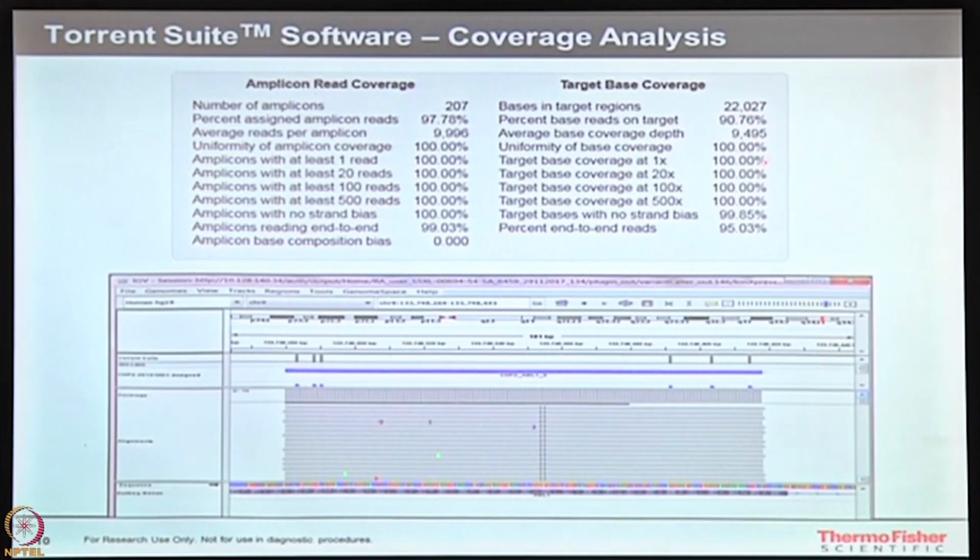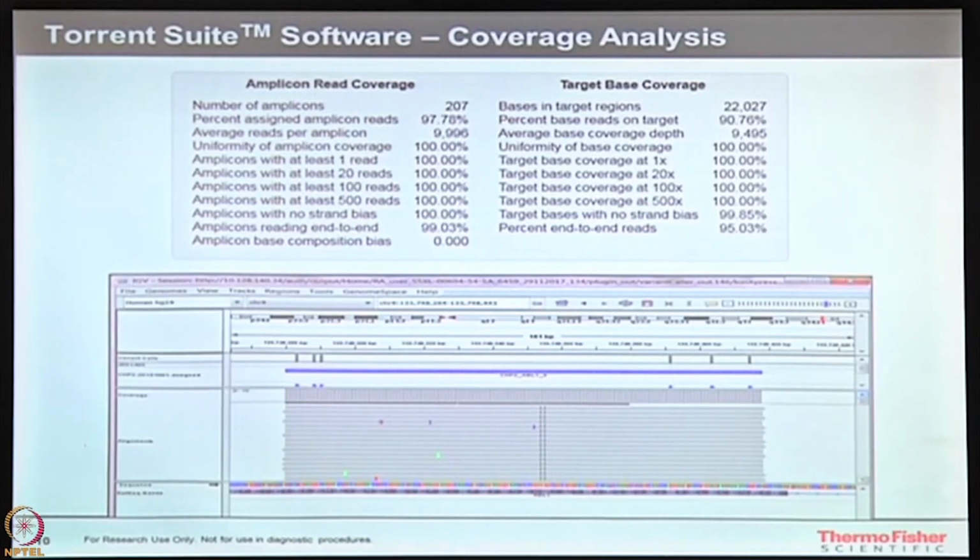And I'd also like to know about my region of interest, say I have 22 KB of region of interest. If I look for 1x coverage, how many bases are covered by 1x coverage? At least one read covering each base. That's what I could say as 1x coverage. So in that you have around 100% bases which are covered at 1x. At the same time, I'd like to know how many bases are covered at 20x, that is, 20 times a particular base is covered properly or not, right? So 20 times a read is covering a particular base. At the same time it's 100%. Till the 500x you can see it's 100%.